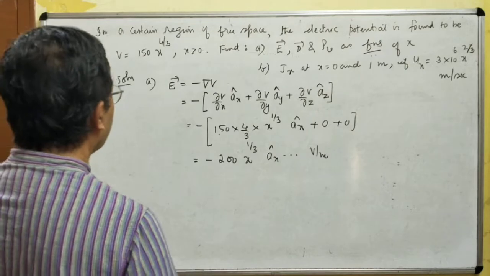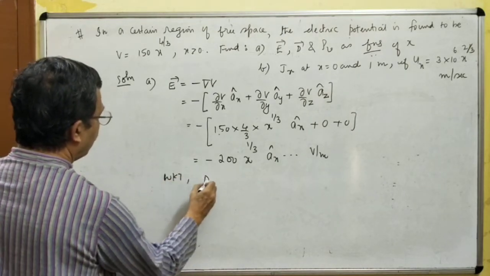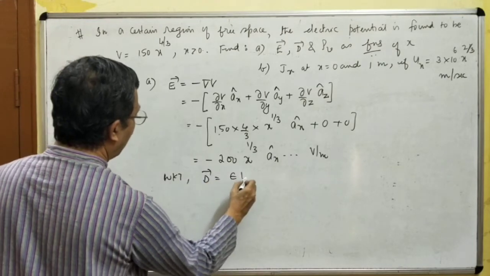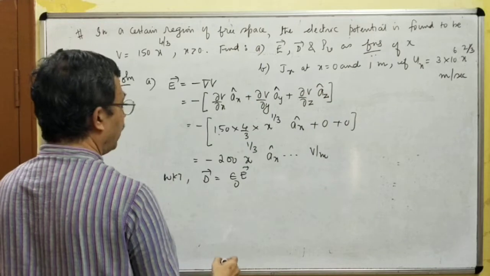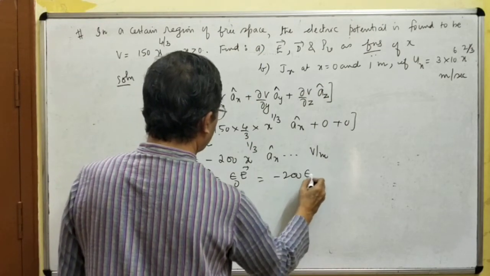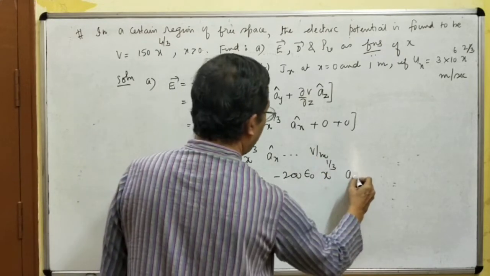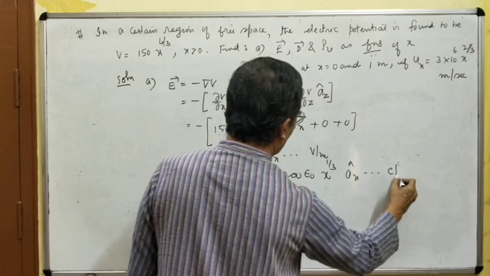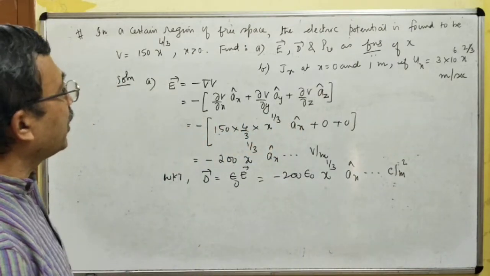Next I will find vector D. Vector D, we know that vector D is equal to epsilon into vector E. It is given the problem is free space. Therefore, epsilon is epsilon naught. So it is minus 200 epsilon naught into x to the power 1 by 3 into ax cap, so many coulombs per meter square. This is the expression for vector D.